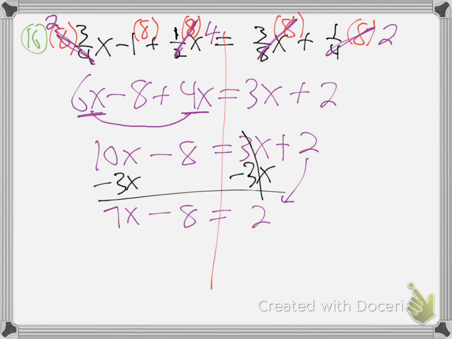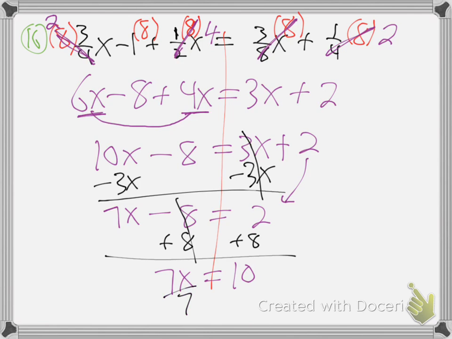All right, so this x wants to be alone. Add the 8. And we get 7x is 10, because x wants to be alone. Last step is always divide by the identical twin. Exactly what's next to x. 10 sevenths. How we doing? Is that making some good sense?